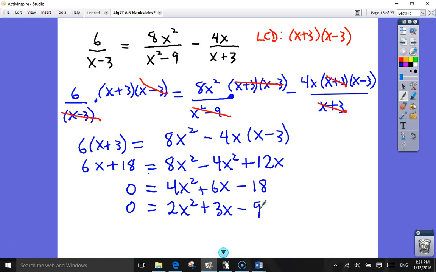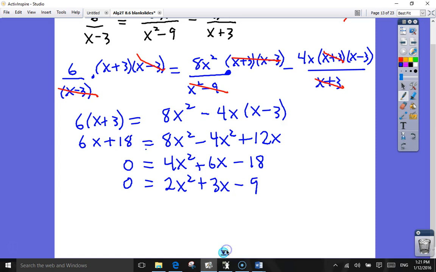6 and negative 3. So it would work that way. Now, we could go through that long process. We could use the quadratic formula, but we actually already know the answers to this one. And I'm just going to use some guess and check here.